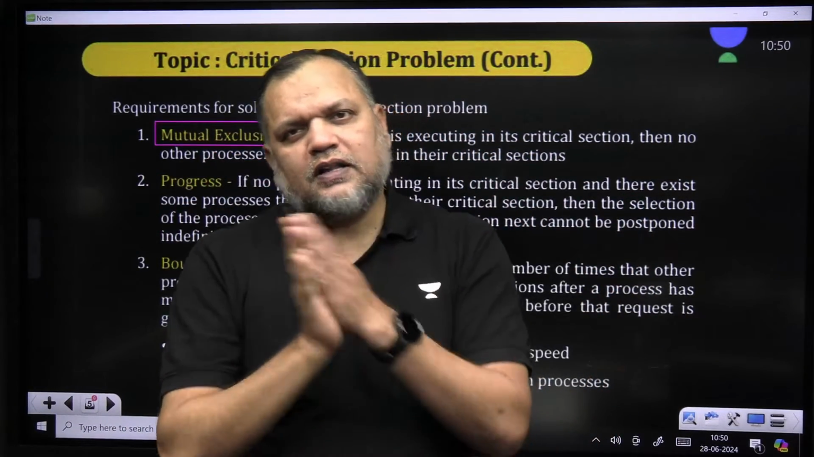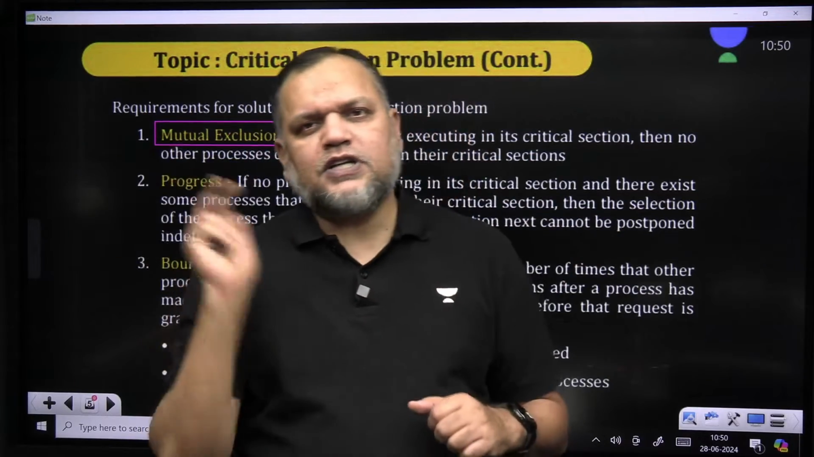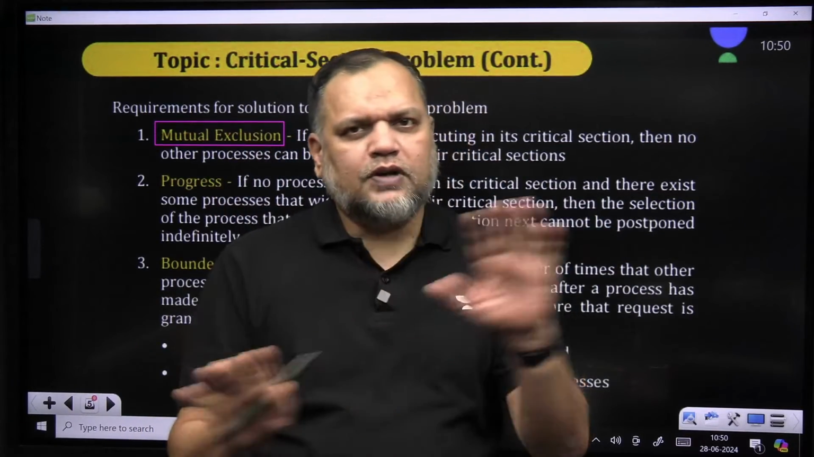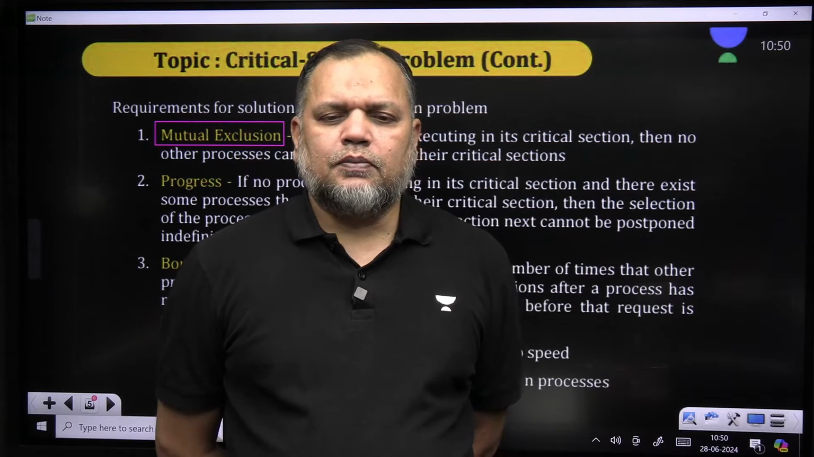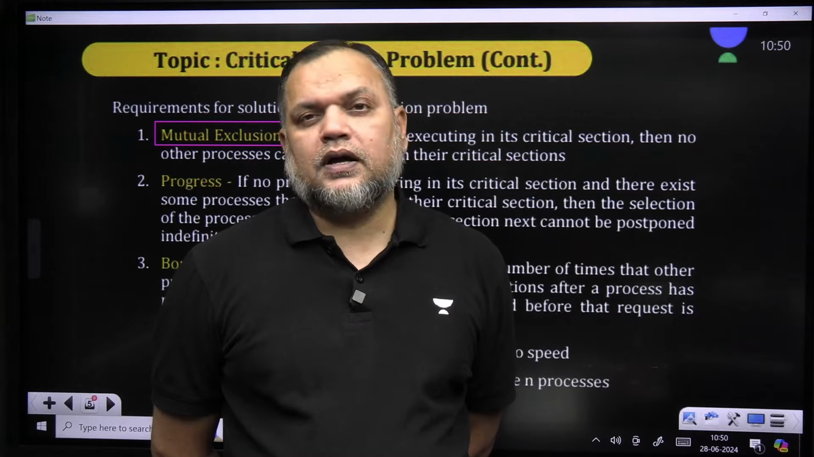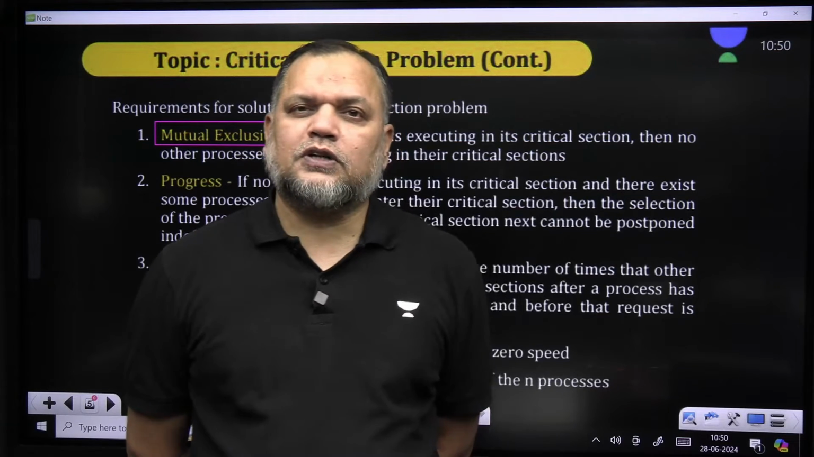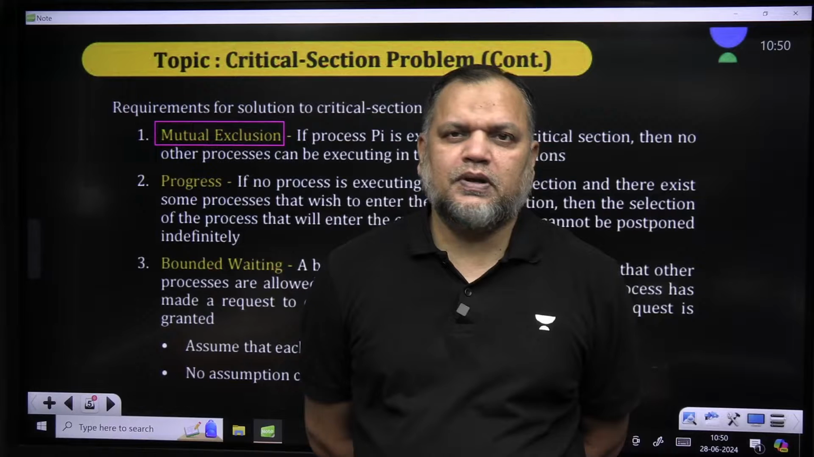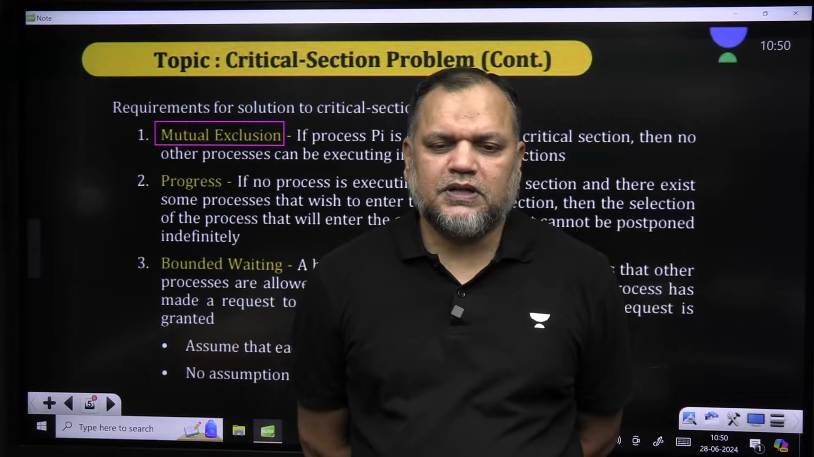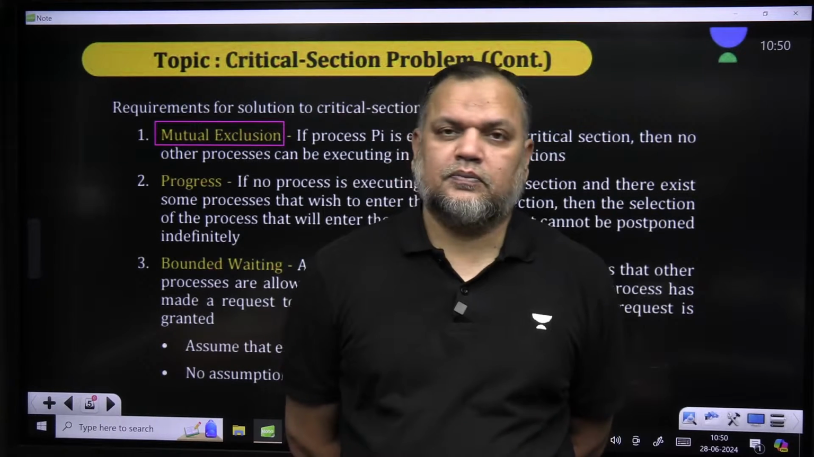If one is present, other should not be allowed. If Pi is present, Pj should not be allowed. Pk should not be allowed. Nobody should be allowed. ये बहुत ज्यादा प्राइमरी रिक्वायरमेंट है. अगर म्यूचुअल एक्सक्लूजन वायलेट होता है, if you are not guaranteeing mutual exclusion, it means you are liable to suffer from inconsistency, maybe data loss. ये सबसे बड़ा प्राइमरी रिक्वायरमेंट है.